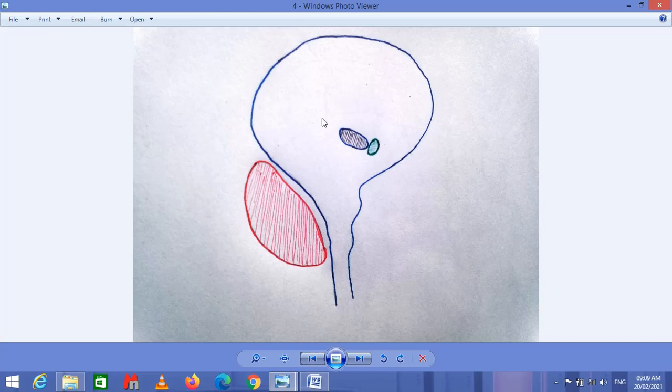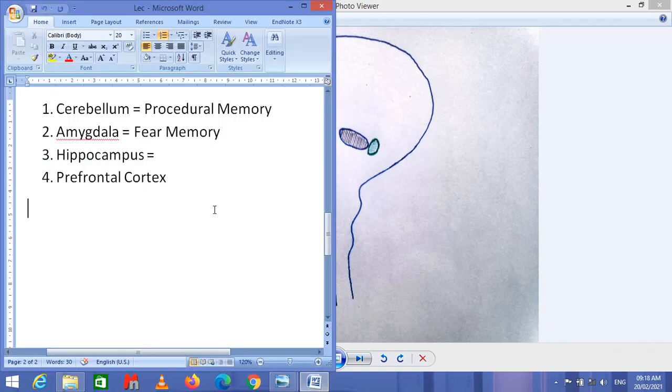Now coming towards the third part, that is the hippocampus. This lobe shaped structure is the hippocampus. The hippocampus is a very important part of the brain, very important for memory. It stores a special type of information or memory that is called explicit memory. Explicit memory is also called declarative memory, also called spatial memory.